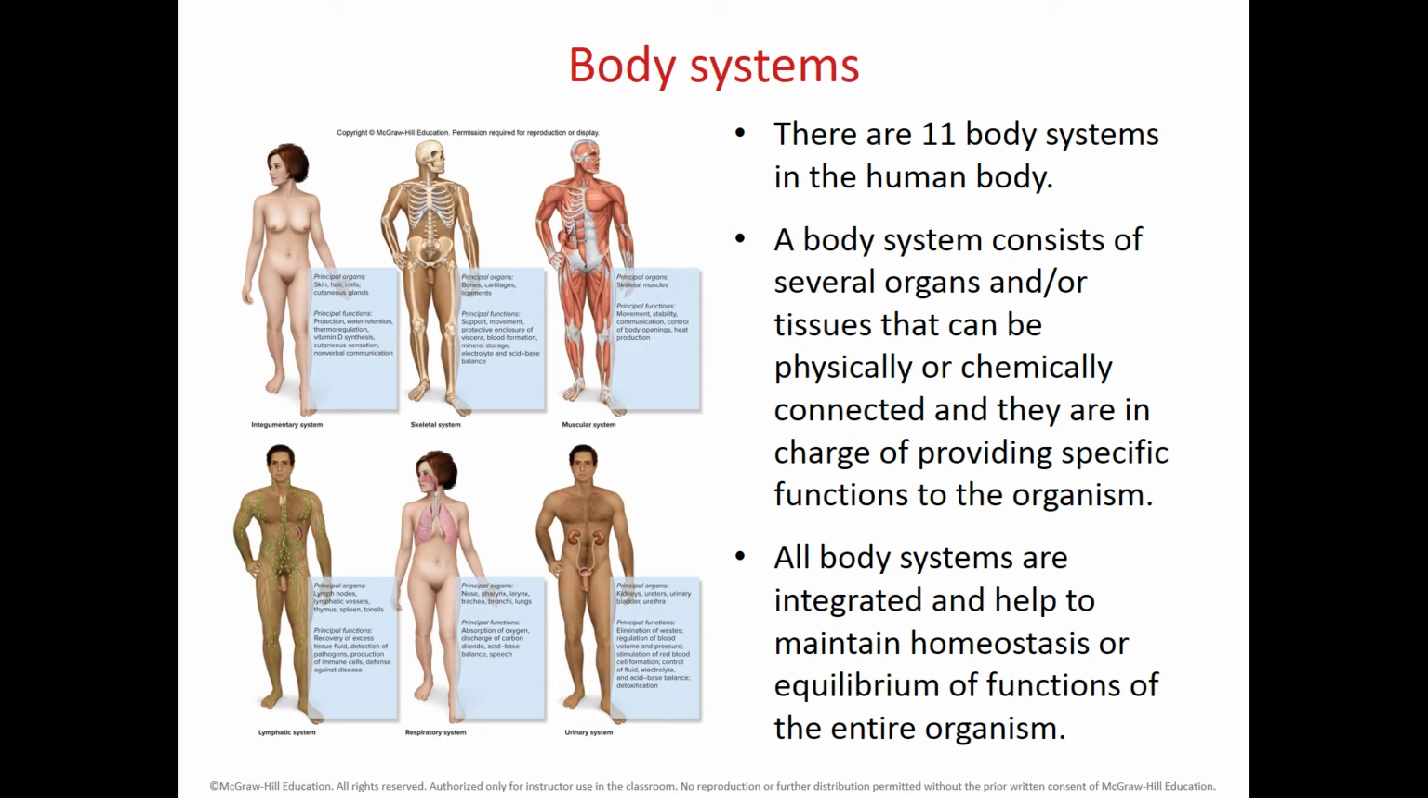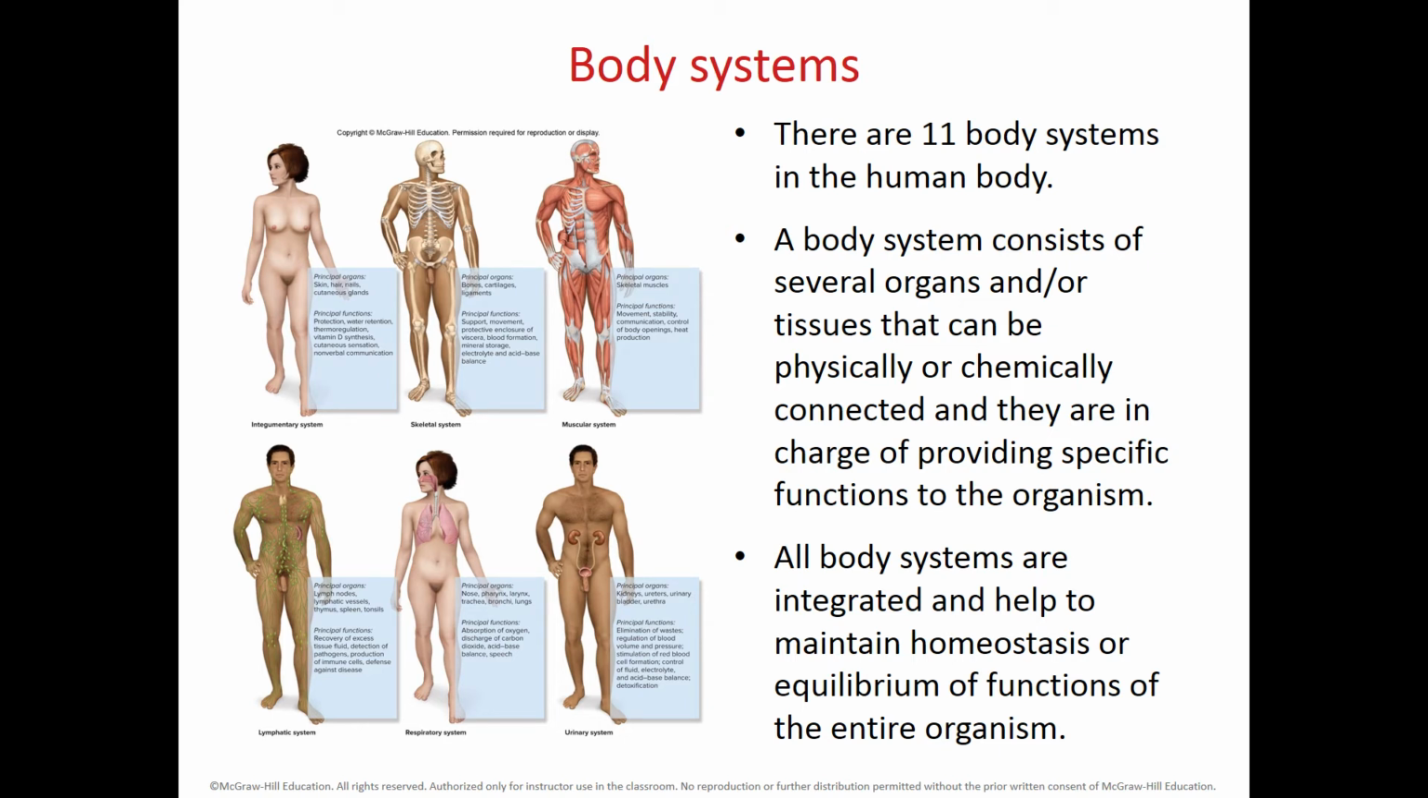Now, in our body, we have 11 body systems, and these body systems have several organs that can be physically or chemically connected, as I said before, and they have specific functions provided to the organism. And all the 11 body systems are integrated, and they help to maintain a healthy condition in our body, or an equilibrium that we know as homeostasis.